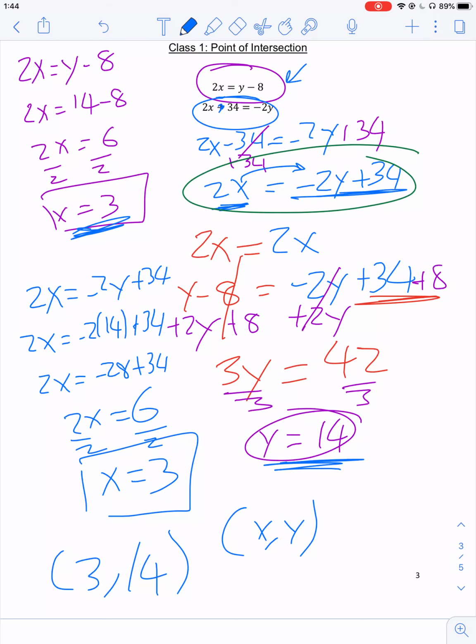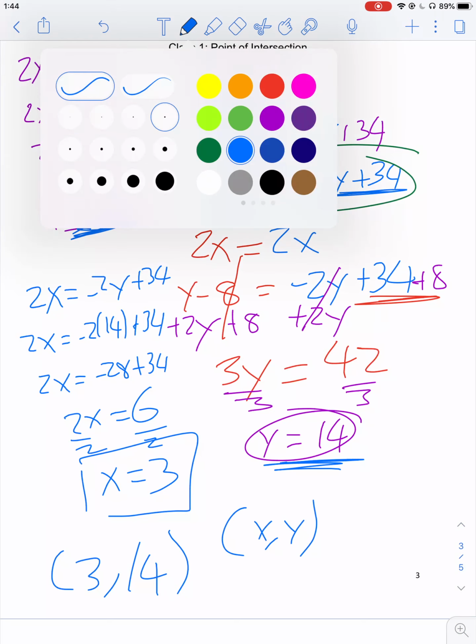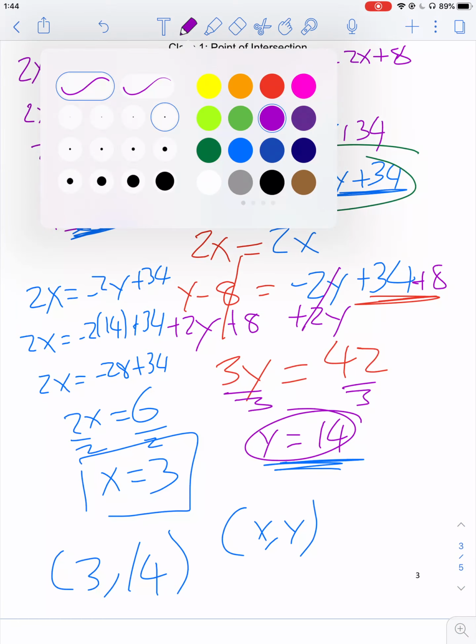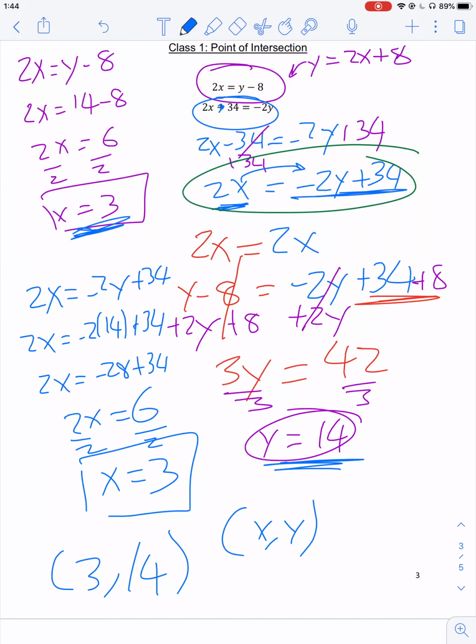So in this case, if you solve for y, let me just be consistent with my color, you're going to get y is equal to 2x plus 8, okay? And for my second equation, if I solve for y, it's kind of tricky. That was minus 34, I think. I'm just going to double check in the notes over here. Yeah, it was minus 34.